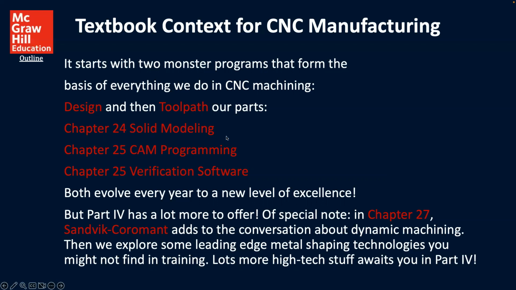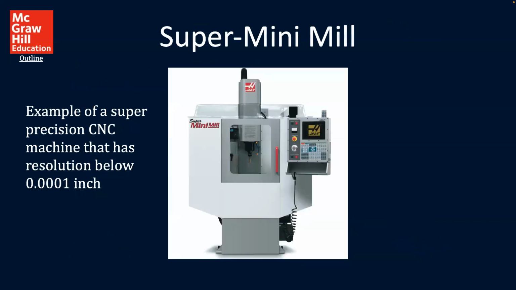Chapter 24 is solid modeling. Chapter 25 is CAM programming. And chapter 25 also explores verification software. Both evolve every year to a new level of excellence. So part 4 in the master textbook has a lot to offer. A special note in chapter 27 adds to the conversation about dynamic machining. Then we explore some leading edge metal shaping technologies you might have experience in training. So there's a lot of high-tech stuff that awaits in the last part of this textbook that we're drawing the resources from for this class.